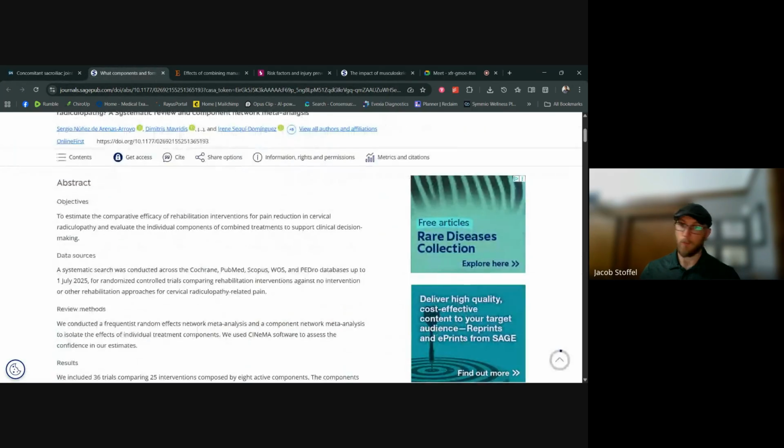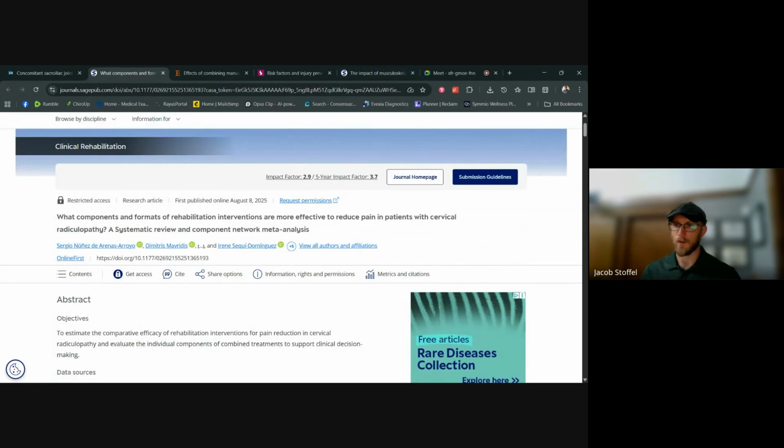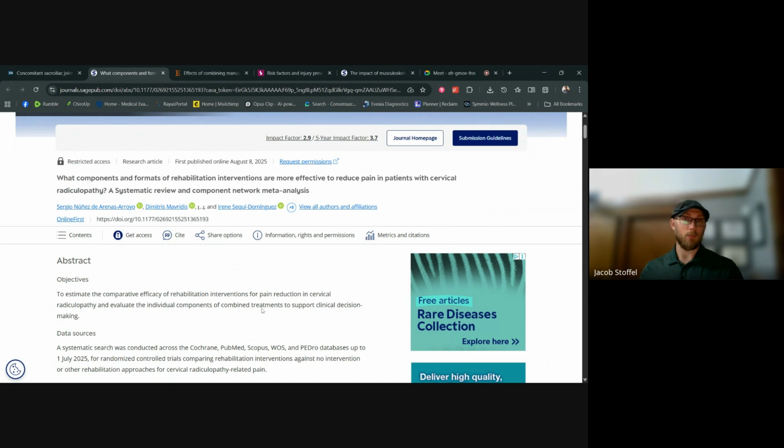Moving on. I promise the rest of these are a lot shorter, except for the last one, because I want to talk a little bit about that. What components of rehab interventions are more effective to reduce pain in patients with cervical radiculopathy? So we actually have something that is encroaching upon neural tissue, leading to symptoms away from the site of the lesion. So radiculopathy, oh, I have potentially a cervical disc lesion, and now I feel symptoms going all the way down my arm, maybe in a fairly easily traceable path.